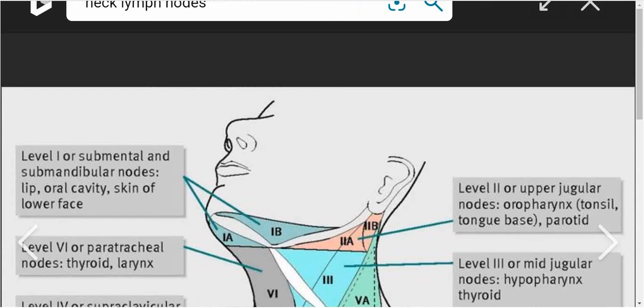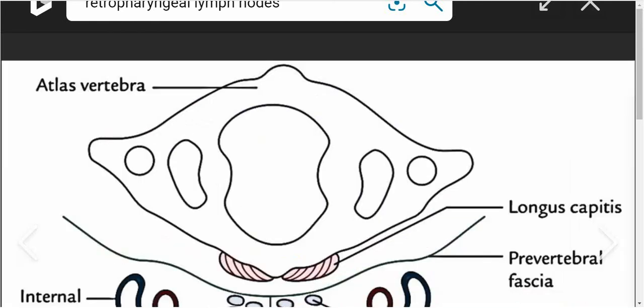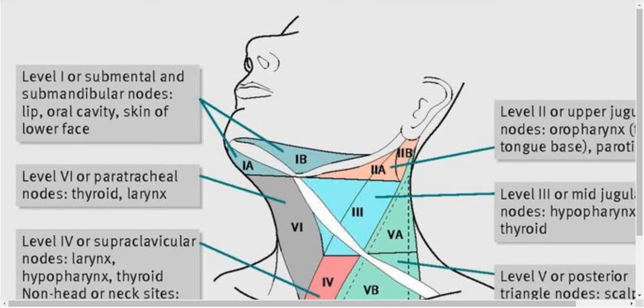Let me see. This is level 1 or submental and the submandibular nodes, and which area is being drained. The lip, my apologies, the lip, the oral cavity and the skin of the lower face. This is basically what is being drained.